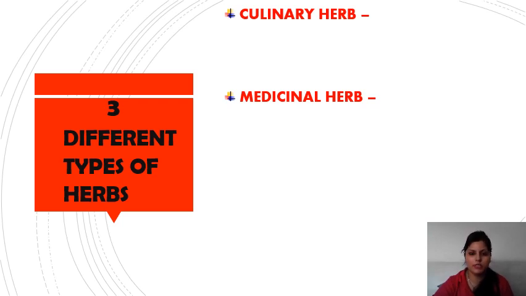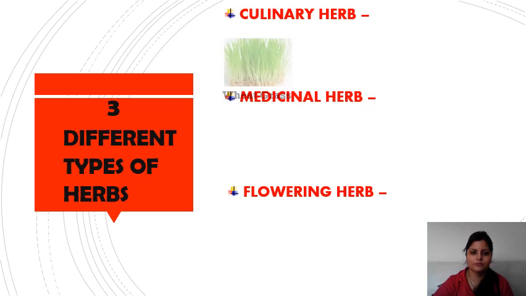So what are medicines? You know, na? When you feel unwell, you take medicines. So this type of herbs are used in medicines. And the last one is flowering herbs. Small beautiful flowers grow in this type of herbs. So now let us see the examples.